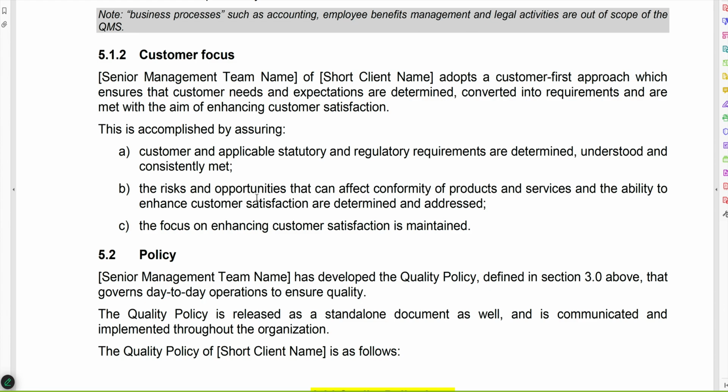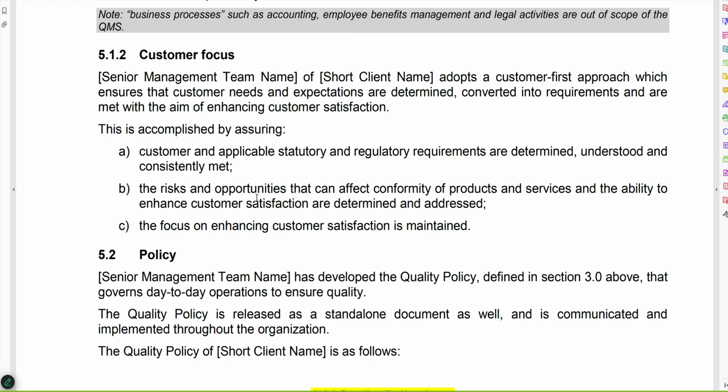So these are all customers, and they all need that the upper management, again, have a focus on those different, I would say, evaluations of their performance that they can get, like survey results from different internal and external stakeholders. Now, what we write in the customer focus section is that this is accomplished by assuring that customer and applicable statutory and regulatory requirements are determined, understood, and consistently met.